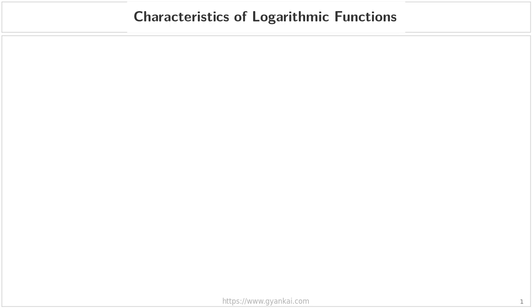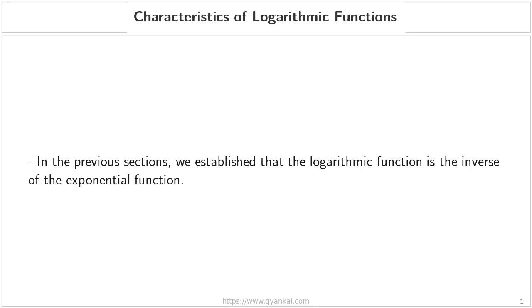Hello, everyone. To begin our lesson on the characteristics of logarithmic functions, let's first ground ourselves in what we have already learned. In our previous sections, we established a fundamental relationship. The logarithmic function is the inverse of the exponential function. This means they essentially undo each other.